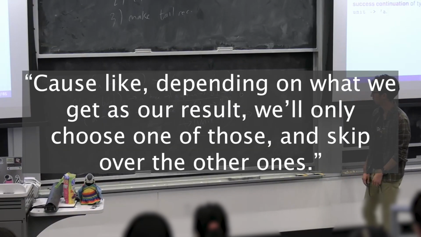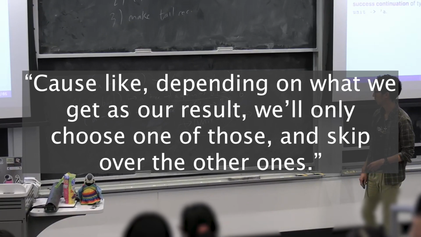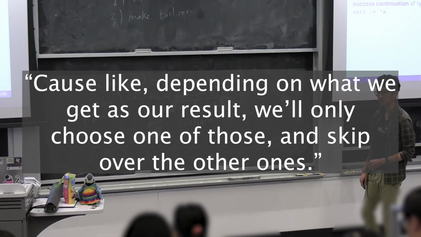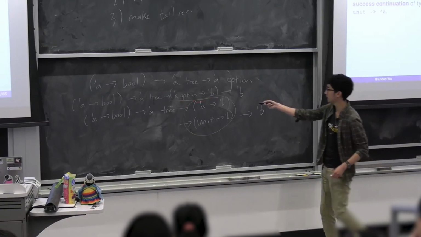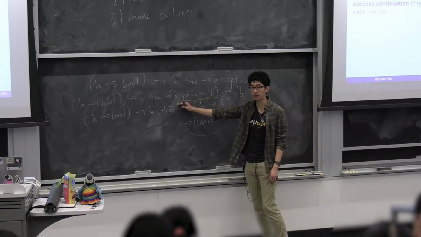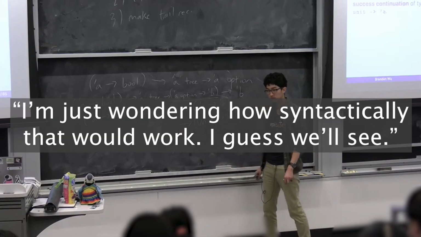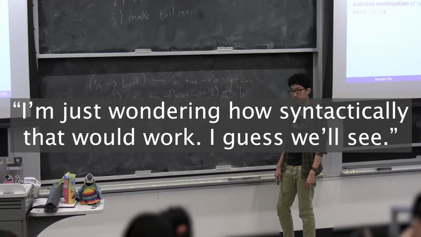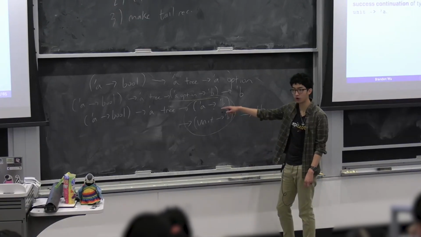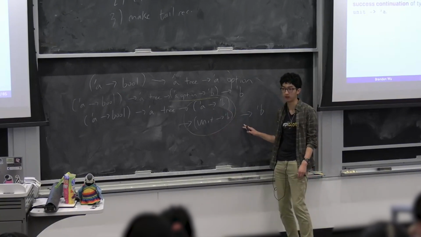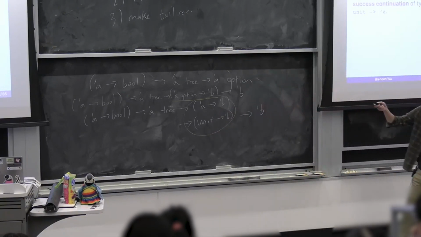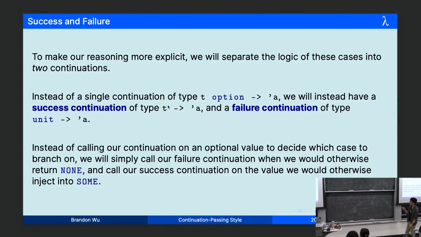Skip over? What do you mean? Yeah, but you would have anyways. If you called this function on none, you would have skipped the logic in the function that dispatched on the some. This is just two curried arguments. I put it on a new line for legibility. It's no different. I just took two arguments. Yeah, we'll see. Okay. So we're going to take two continuations.